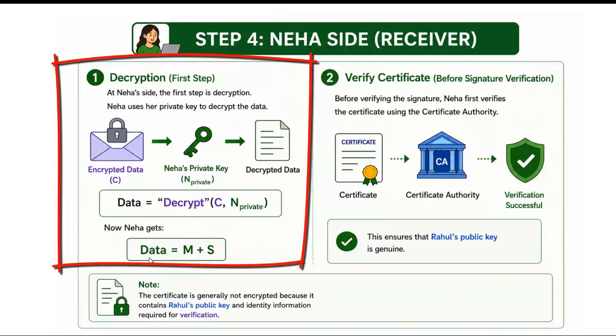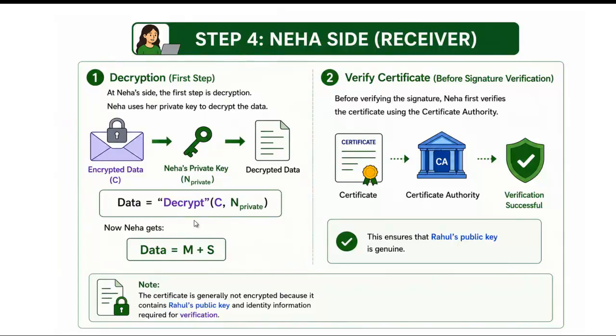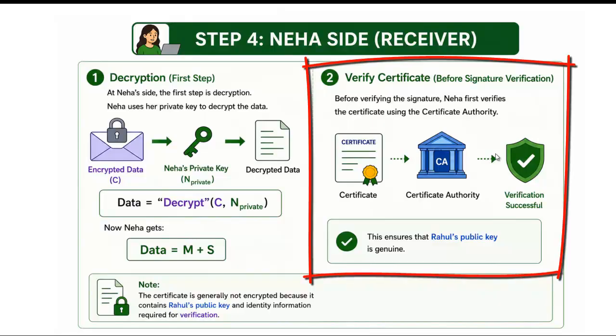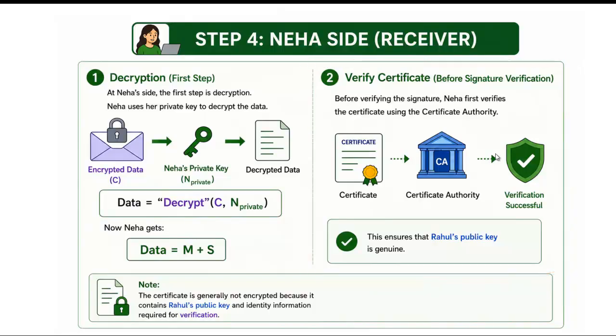So now Neha gets what? Data is equal to M plus S. Message plus signature, right? So here the original message is M and the digital signature is S. Before verifying the digital signature, Neha first verifies the certificate using the certificate authority. This ensures that Rahul's public key is genuine and really belongs to Rahul. All done. Certificate verification is done. Now Neha verifies the digital signature.